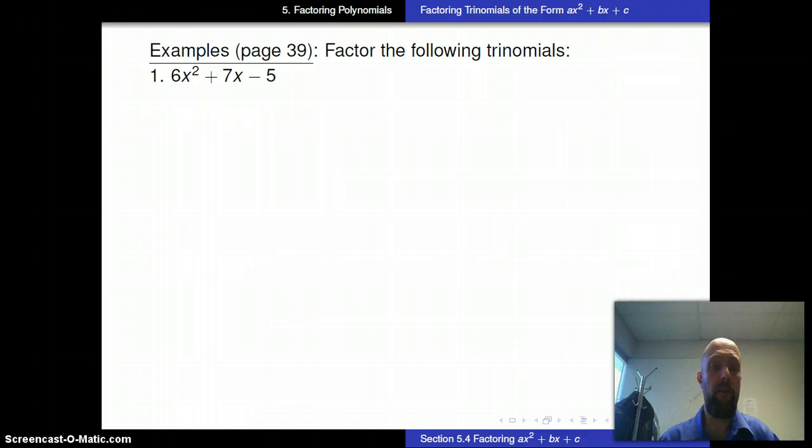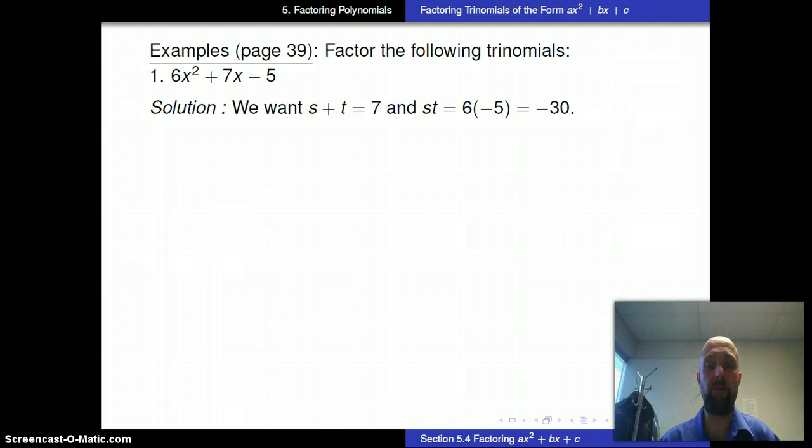Question 1. Factor 6x squared plus 7x minus 5. We are looking for two numbers whose sum is 7 and whose product is 6 times negative 5, which is negative 30. We see that 10 and negative 3 work. 10 plus negative 3 is 7, and 10 times negative 3 is negative 30.